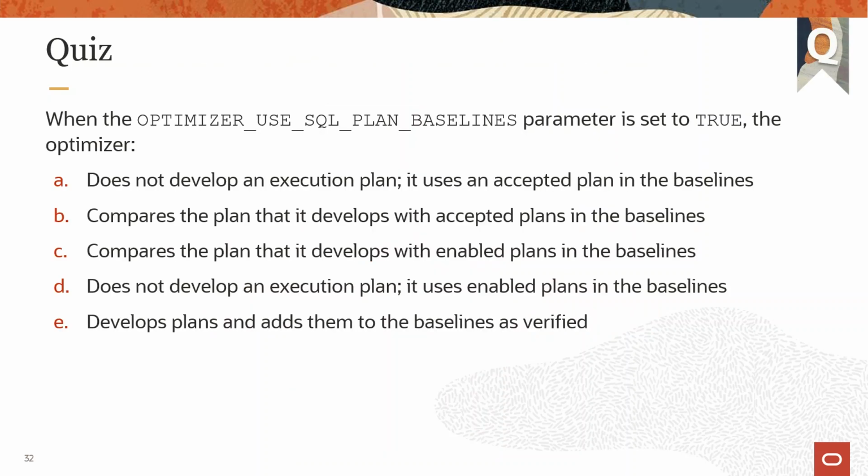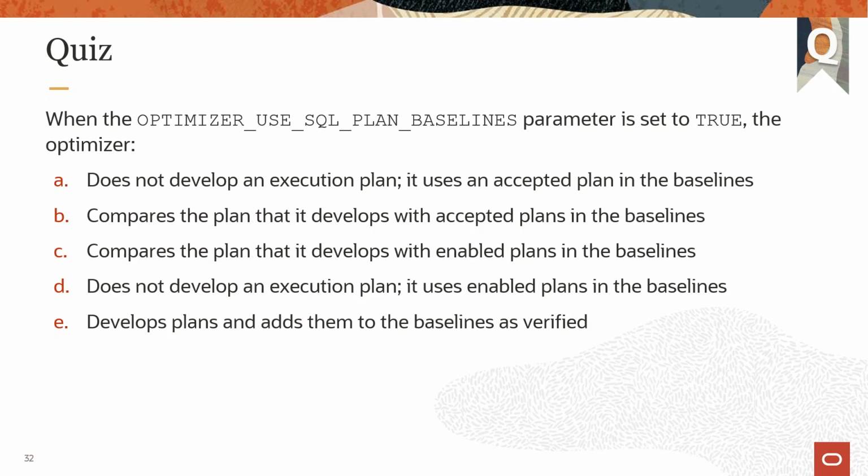Now there is a small quiz on this chapter. Whenever the optimizer use SQL plan baselines parameter is set to true, does the optimizer not develop an execution plan and use an accepted plan? Does it compare the plan that it develops with accepted plans in the baseline? Does it compare the plan that it develops with enabled plans? Does it not develop an execution plan and use enabled plans in the baselines? Or does it develop plans and add them to the baselines as verified?